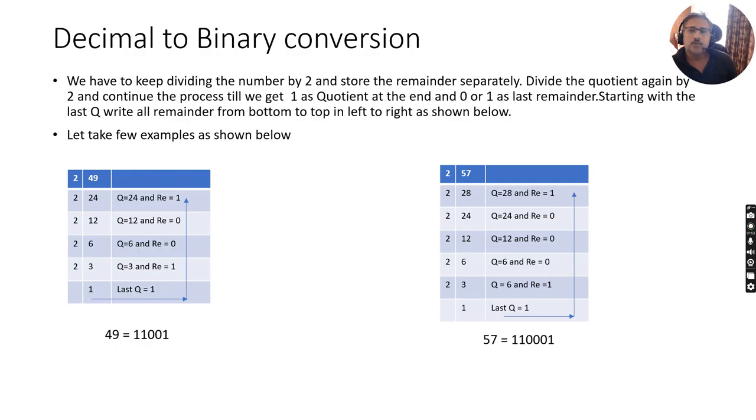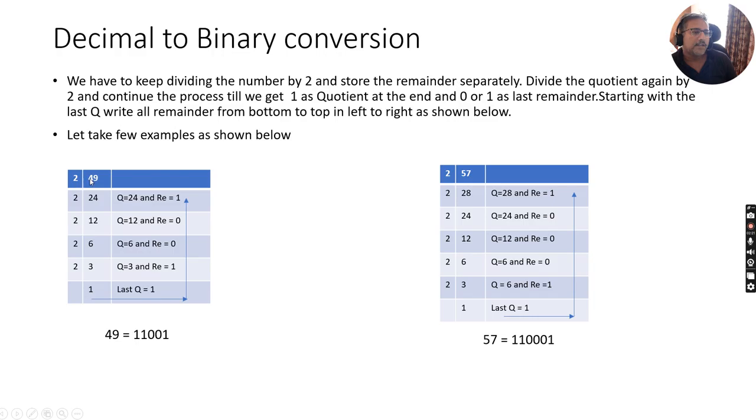Now you should also know how to convert from decimal to binary. Basically, to convert from decimal to binary, you will have to divide a number consistently by 2 and keep recording the remainders, like this we have done. And at the end, we bunch the last quotient along with all the remainders at each step. So you see, 49 is represented by 110001. Similarly, 57 is represented by 111001.